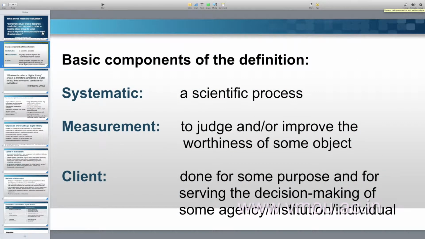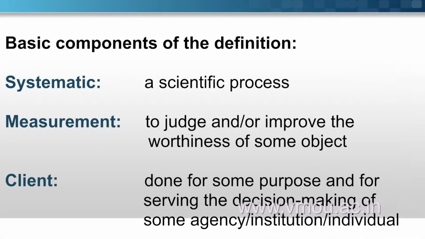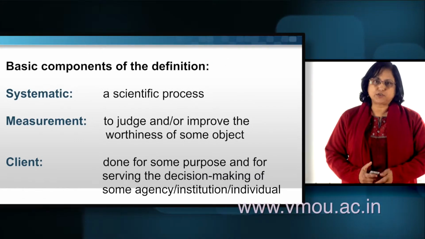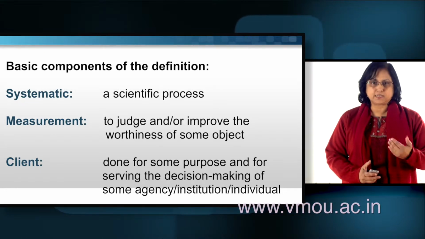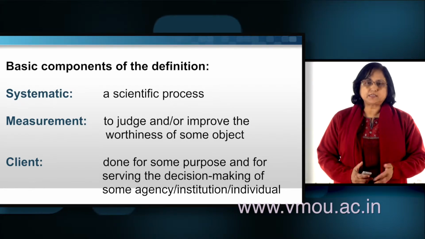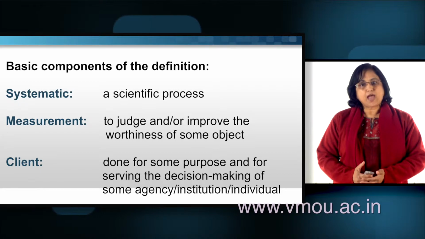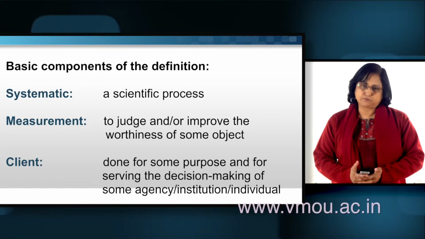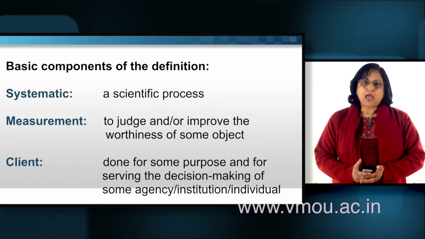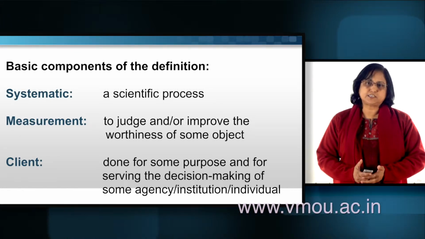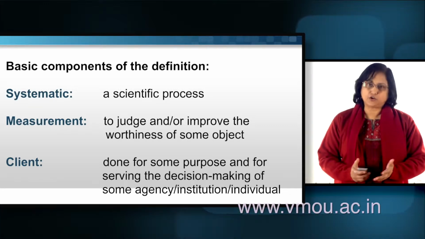Now, if we look into the definition that has been given by them, there are three basic components in that definition: the systematic, the measurement, and the client part. When we talk about the systematic part, it is talking about the scientific process that is involved in the evaluation process, and this is done for a purpose, and that is for the measurement, to judge and to improve the worthiness of some kind of a project or an object or whatever it is that is being evaluated. And this is particularly done for a client, and that has some purpose and for serving the decision making of some agency or institution or an individual.